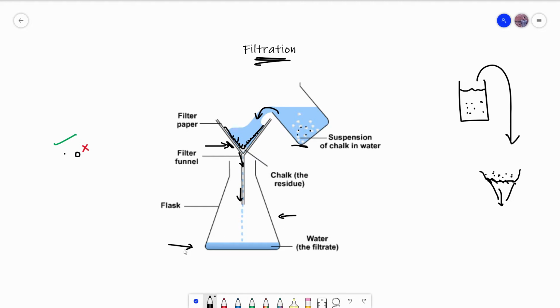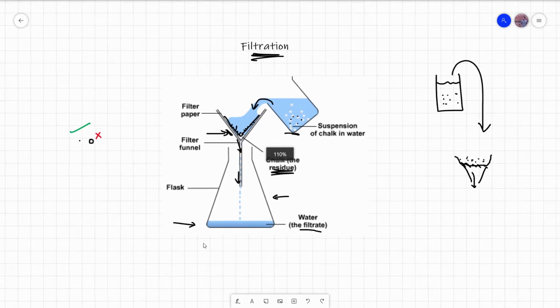Now this water is known as the filtrate, which is the solution which has passed through the filter paper. The chalk particles are going to get held back by the filter paper and stay in the filter funnel. That is known as the residue. That's filtration for you.